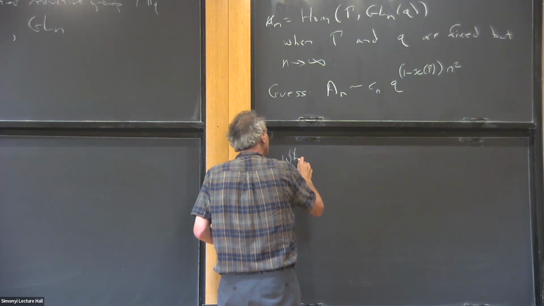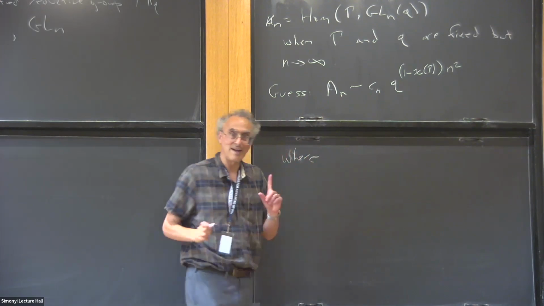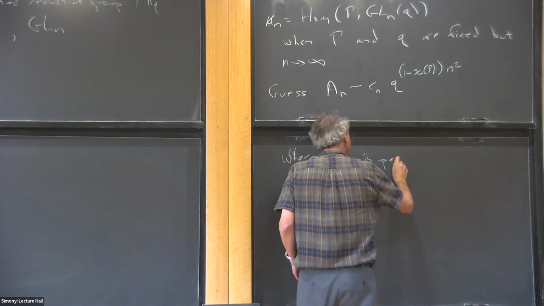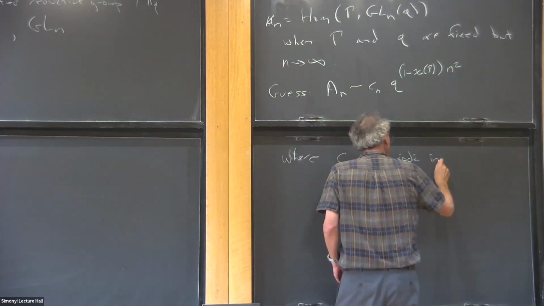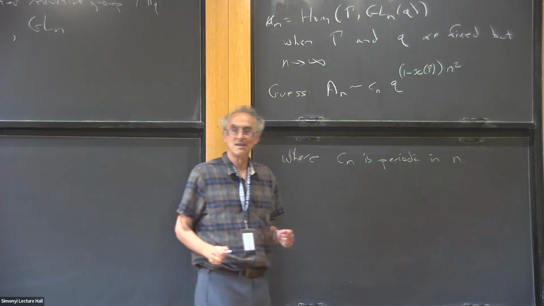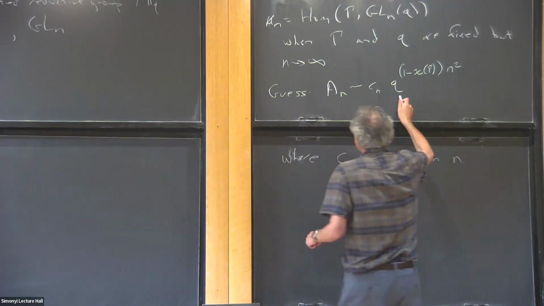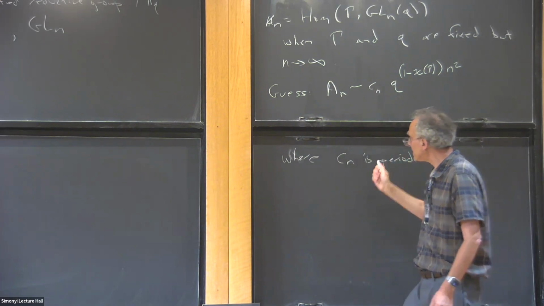What do you mean by Cn? Okay. I have to say something about Cn. Where Cn is periodic in n. So what's going to infinity? Q or n? Right, so that's the point. Q is fixed, but n is going to infinity. Okay. Right. So this is the prediction.